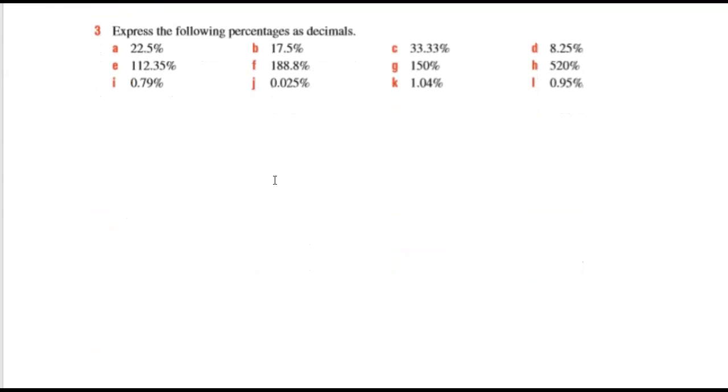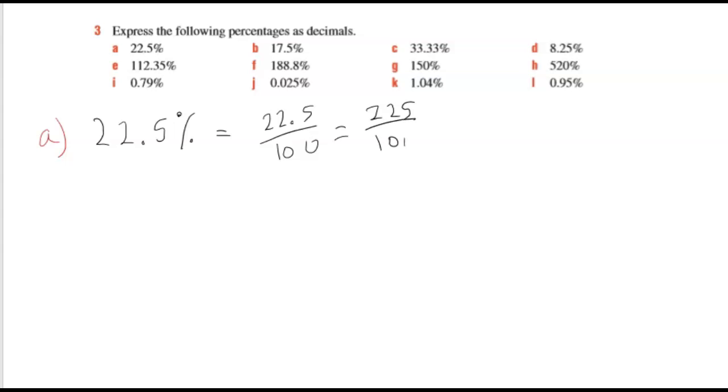All right, express the following percentages as decimals. Now we can do it the same way. But if you get confused with this decimal point, I'm going to explain how we can overcome that. Before we were writing it as 22.5 over 100, because effectively that's what it is. Now you can either rewrite that to be 225 over 1,000.